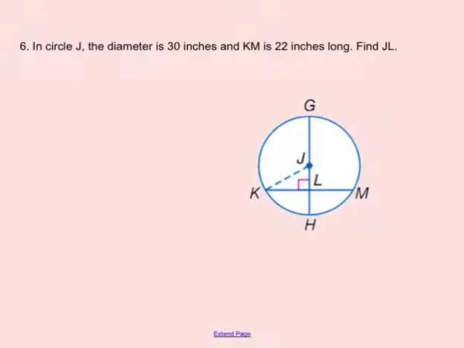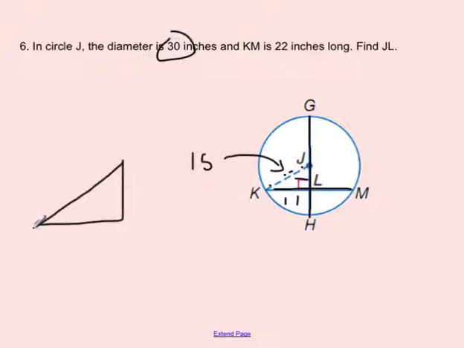In the circle J, the diameter is 30 inches, so this whole thing is 30 inches. KM is 22 inches, so that means that KL is 11, and we're trying to find JL. Okay, so if we know the diameter is 30 inches, they kind of drew this little light dashed line in there. Well, this light dashed line is a radius. Do you see how it extends from the center of the circle to the side? That means it's a radius, which means that it's the length 15 because it's going to be half of the diameter. So since this is perpendicular, I now have a right triangle. So I have 11 and I have 15. And so then my x is there.